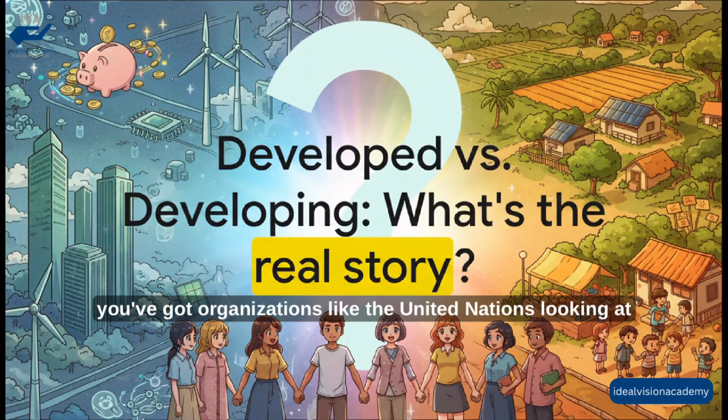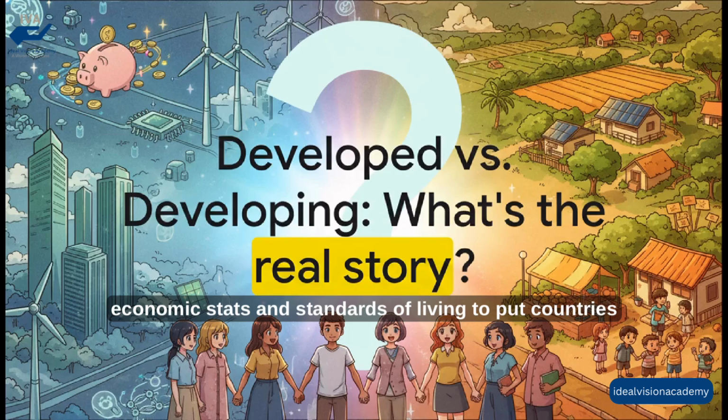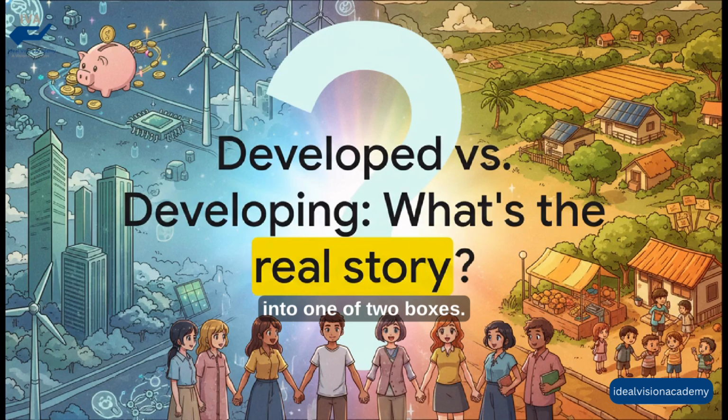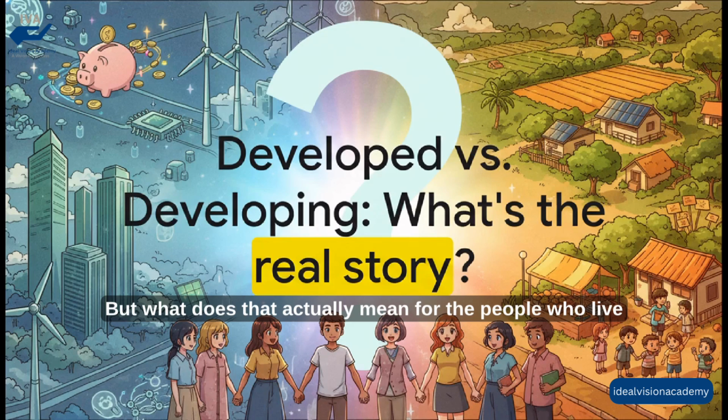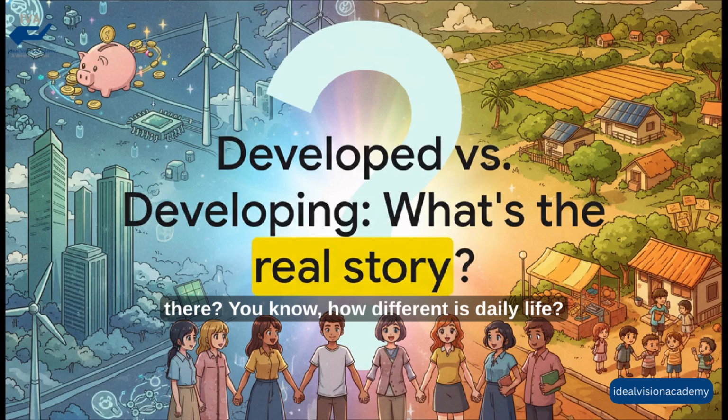So what's the real story here? I mean, yeah, you've got organizations like the United Nations looking at economic stats and standards of living to put countries into one of two boxes. But what does that actually mean for the people who live there? How different is daily life? And what does it even take for a country to move from one category to the other? That's really the big question we're tackling today.